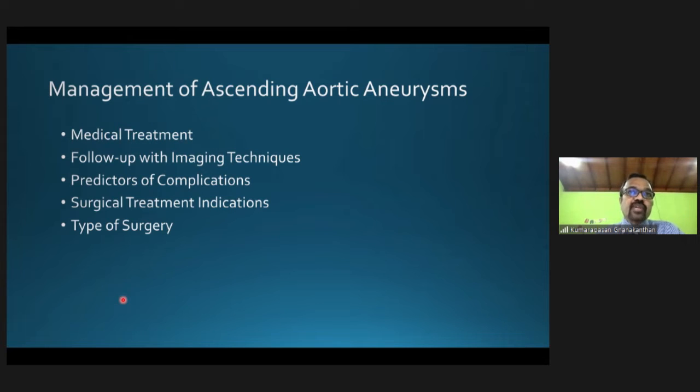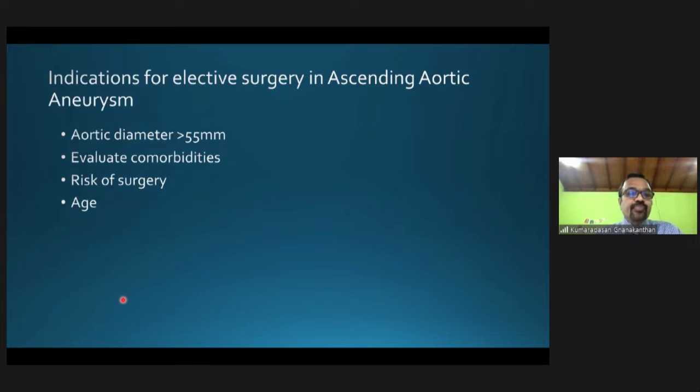Otherwise, we'll have to look at the predictors of complication. Leaving the aortic aneurysm in some patients with a lot of comorbidities is much better than operating on them, because when we operate with a lot of comorbidities, mortality and morbidity would be high. So we'll have to look at the predictors of complications such as aortic dissection, aortic regurgitation, and then rupture. Then we'll go into the indications for surgical treatment and what type of surgery we are going to do.